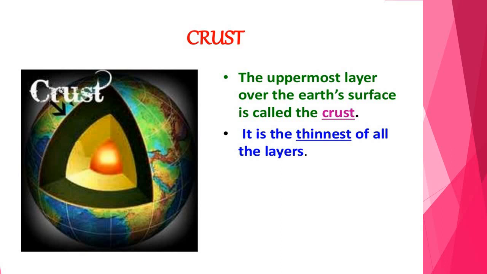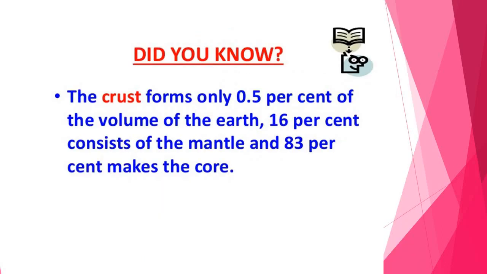Now moving towards the first layer, it is crust. The uppermost layer, as I told you, crust, is the uppermost layer over the earth's surface, and it is the thinnest of all layers. That I told you by giving the example of the boiled egg also, that the egg shell can be considered as the crust part of the earth's surface.